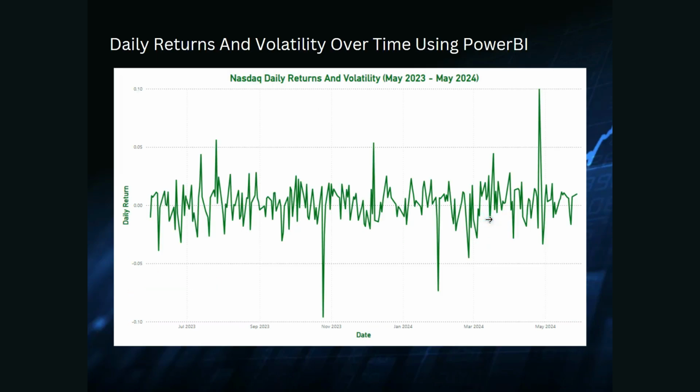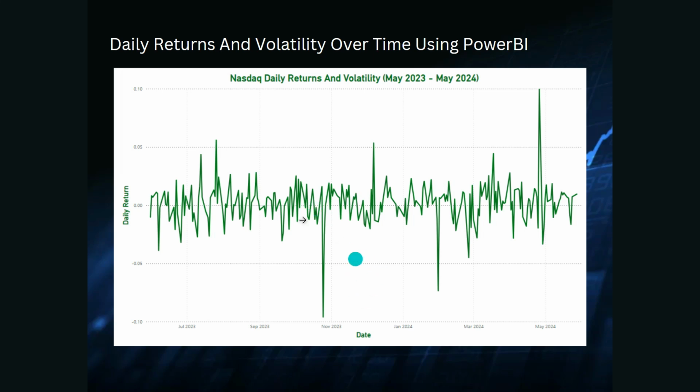Now here's the daily returns and volatility over time from May 2023 to May 2024. I created a line chart for this one, and I have some observations that came to my mind when I saw the graph. First, I can see that the volatility and the daily return fluctuate around the zero line, indicating periods of gains and losses. The height of the spike indicates the level of volatility. I also noticed that there are negative and positive spikes throughout the year.